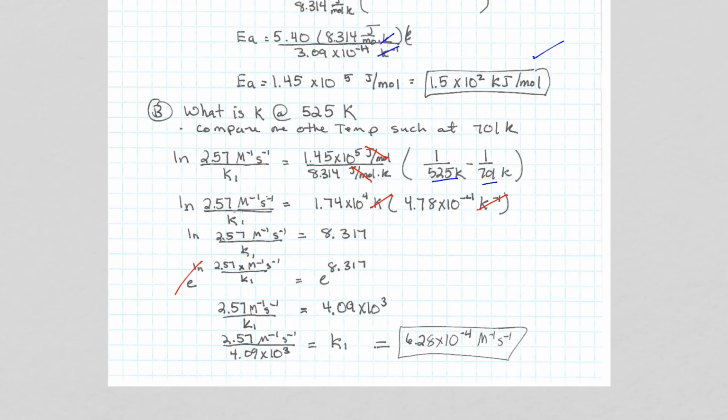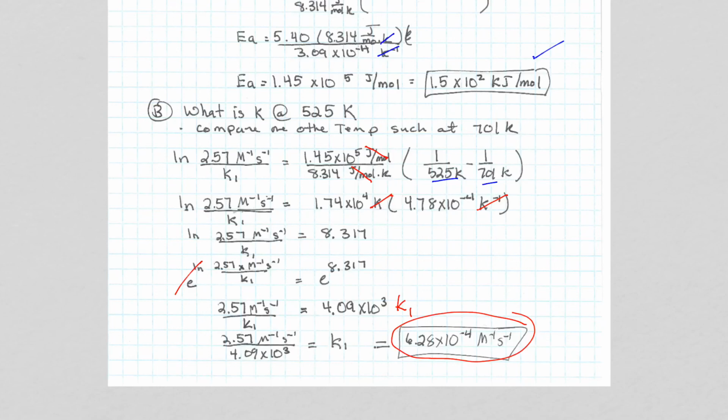So we have to do a little algebra. I multiplied both sides by K1, brought it over here, and divided both sides by 4.09 times 10 to the third. Over here, now we have our math. Notice there are no units here, so the units aren't going to change. So we get our K1 equals 6.28 times 10 to the negative 4, reciprocal molarity, reciprocal seconds. So we have our new rate constant.